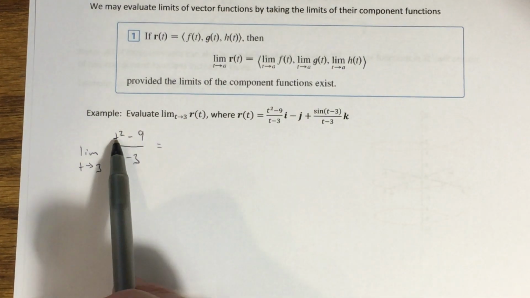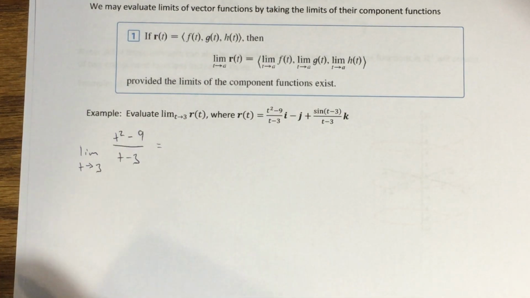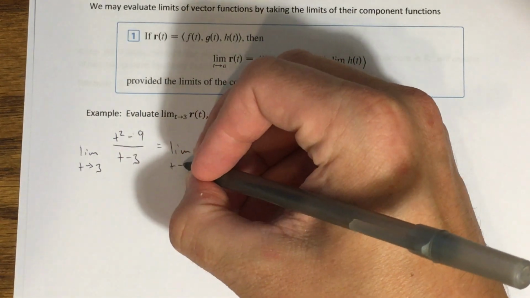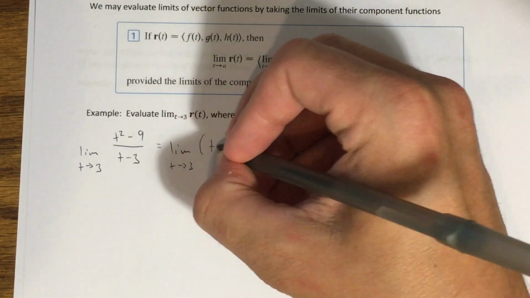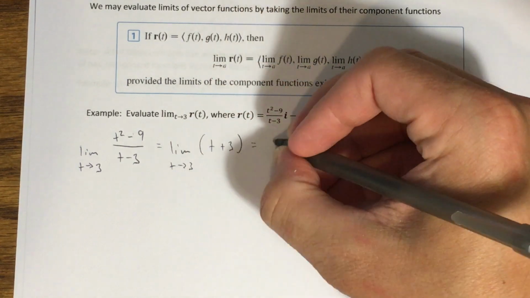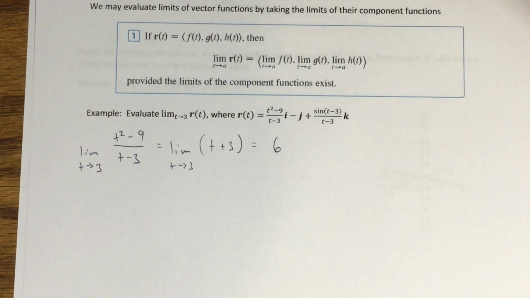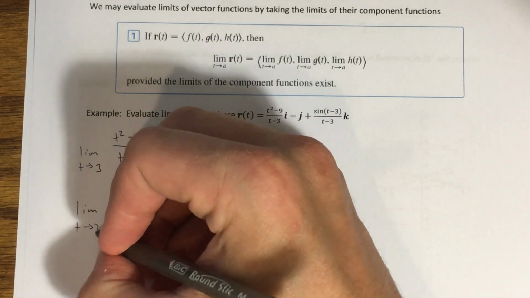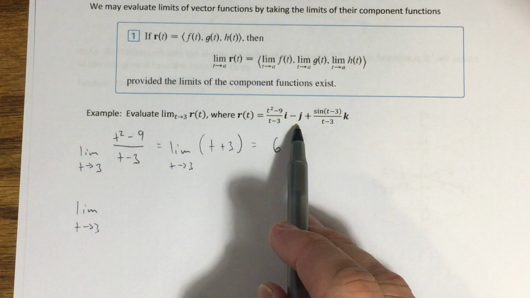You notice if you factor the numerator here, you get t minus 3, t plus 3, and then you get some cancellation there. So I get the limit as t approaches 3 of t plus 3 as a result. That gives me 6 for that component function. Then if I look at the next component, limit as t approaches 3, what is the second component function?